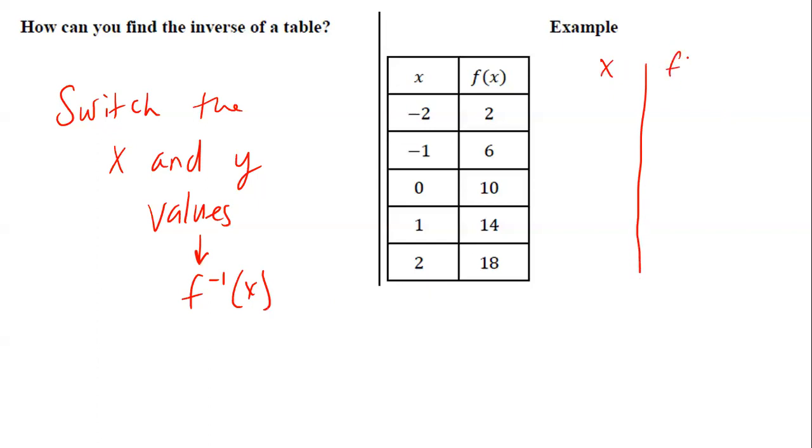Switching the places. So here we go. Just switch it. So negative 2 and 2 is going to become 2, negative 2. Negative 1 and 6 becomes 6 and negative 1. 0 and 10 become 10, 0. 1 and 14 becomes 14, 1. 2 and 18 becomes 18, 2. Ta-da! The inverse of the table.